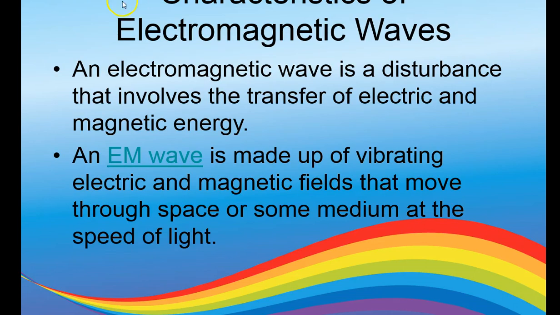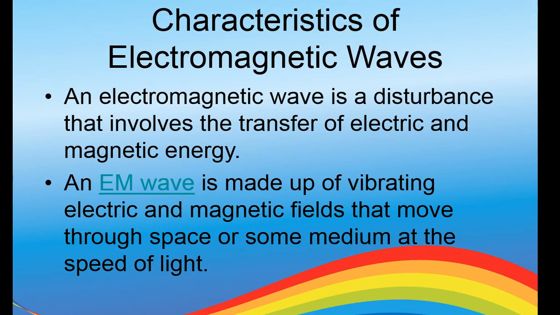All right, we're going to start talking about waves. And the first kind of waves we're going to talk about, not ocean waves, not waves like that, we're going to talk about electromagnetic waves. What electromagnetic waves are is a disturbance. A wave is a disturbance because we're disturbing the material or the space around them that involves the transfer of electric and magnetic energy. So waves transfer energy, whether they're electromagnetic or ocean waves.